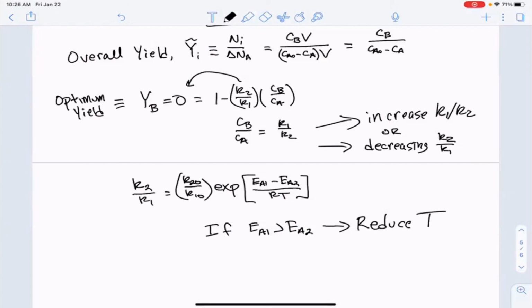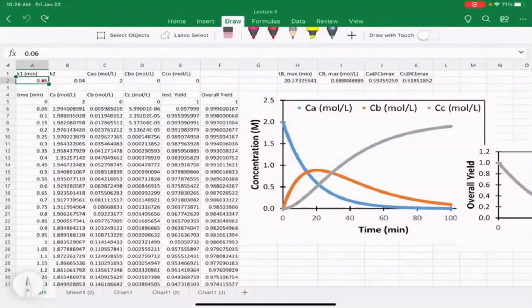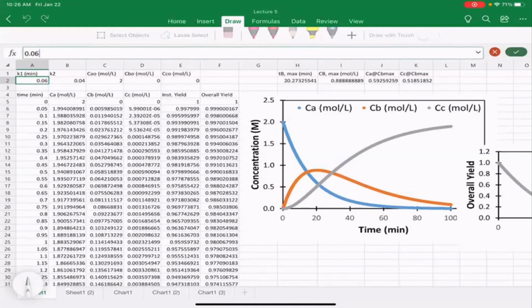Now, something to think about here is that that can work, but it comes at the expense of the overall rate of the reaction. And that can increase the reaction time. So I'll give you an example of that if we go back to our Excel file. So here we have K1 and K2 from the problem statement, 0.6 and 0.4. So in a case where the activation energy of 1 is greater than 2, and we reduce the temperature, both of these would go down, right? If we decided to reduce the temperature.